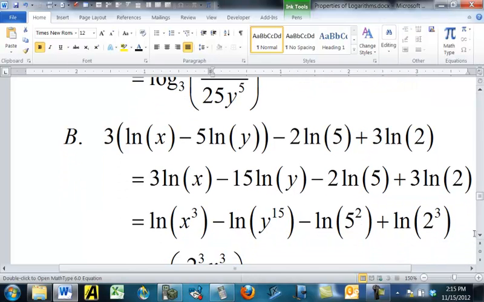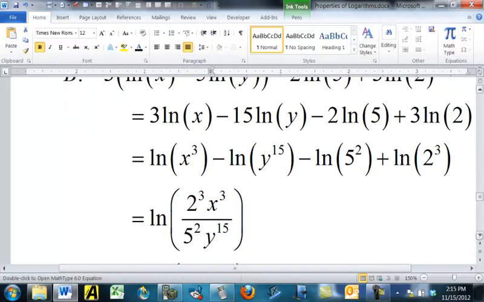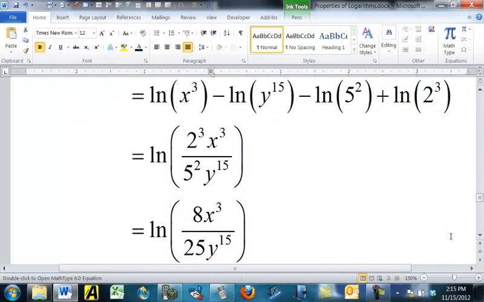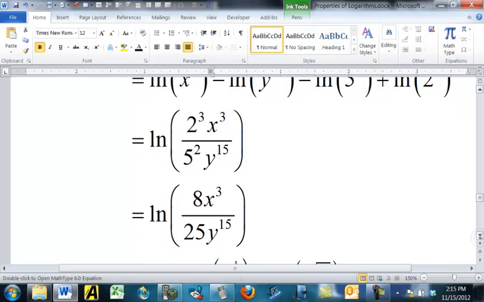Here I first distribute the 3 and get 3 ln of x minus 15 ln of y. And the rest is the same. Now I can bring the coefficients inside and make powers out of them. So this becomes x cubed, y to the 15th, 5 squared, and 2 cubed. Now they all have base e, same base. Coefficients 1 or negative 1, they can get sucked up into one single logarithm. The ones that are positive in the front are the x cubed and the 2 to the 3rd. So I get 2 to the 3rd times x cubed in the numerator, and in the denominator I get 5 squared and y to the 15th. 2 cubed is 8 and 5 squared is 25, so you see our final answer there.